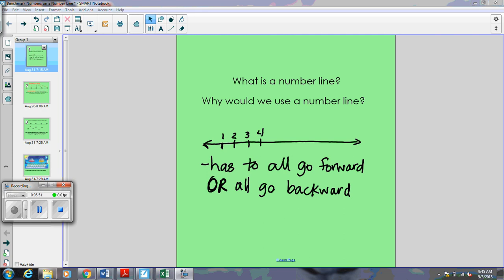We started talking about this question. You guys started answering it without even thinking about it when we talked about what is a number line. Why would I use one?